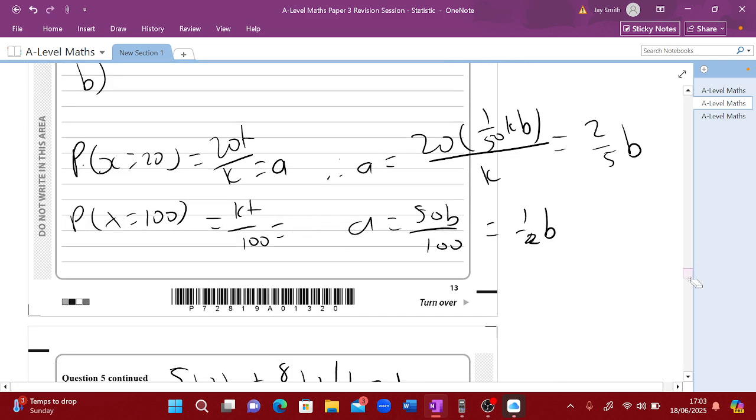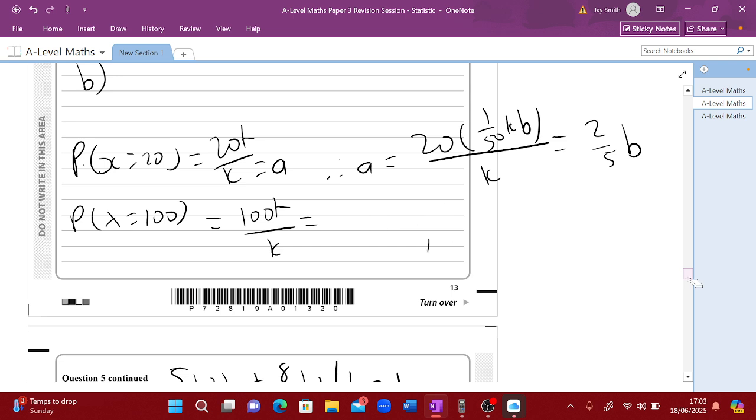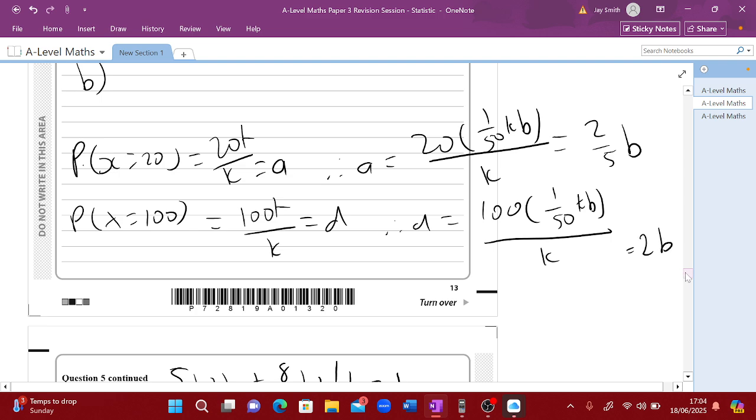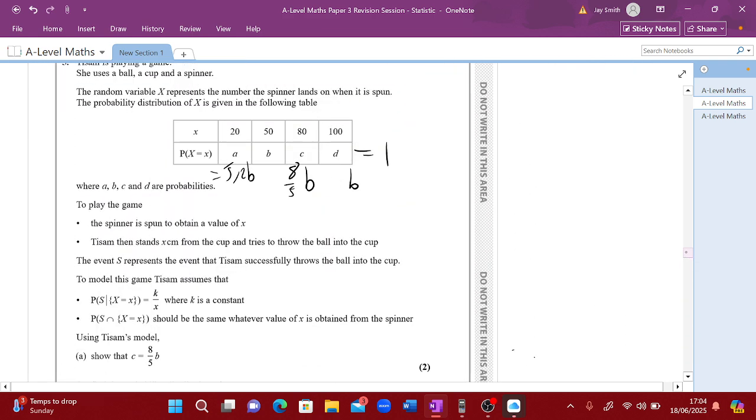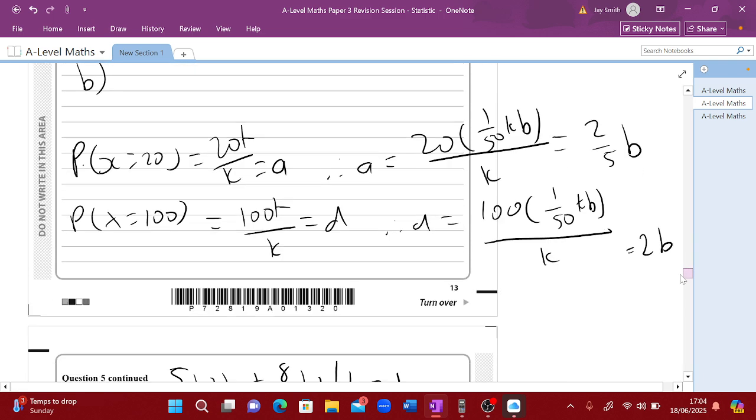Okay, then probably x is 100. Now it's going to be 100t over k, and that's going to equal d, right? So therefore d is going to be 100 of 1 over 50 kb over k, and that's going to equal, again, the k's will cancel, and so you're left with 100 over 50, which should be 2b. That's okay. So that's a new probability. So now this will change up here, 8 over 5. This will now be 2b, and that'll be 2/5 a. So it just flipped. Okay.